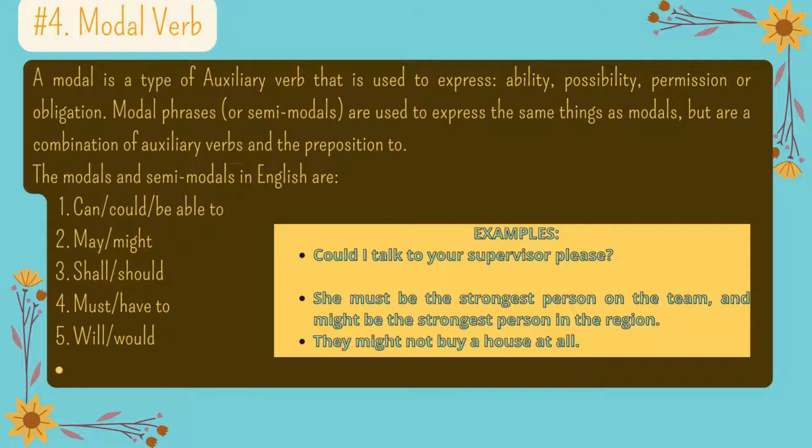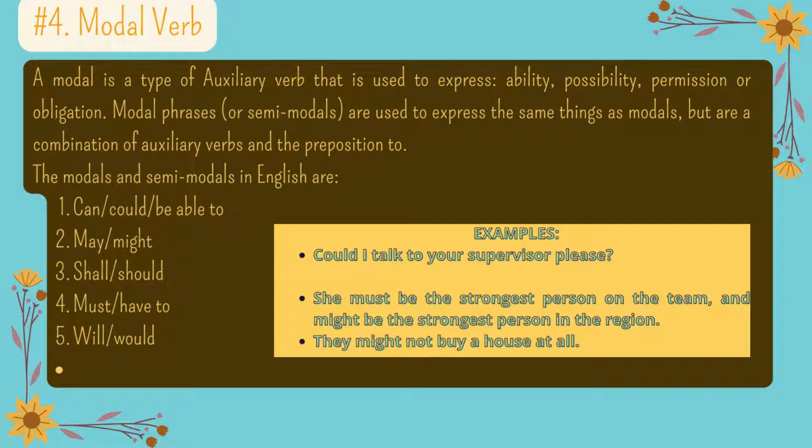Number 4. Modal verb. Modal is a type of auxiliary verb that is used to express ability, possibility, permission, or obligation. Modal phrases or semi-modals are used to express the same things as modals but are a combination of auxiliary verbs and the preposition to. Like other auxiliary verbs, modal auxiliary verbs are not the main verb, but they do change its meaning slightly.